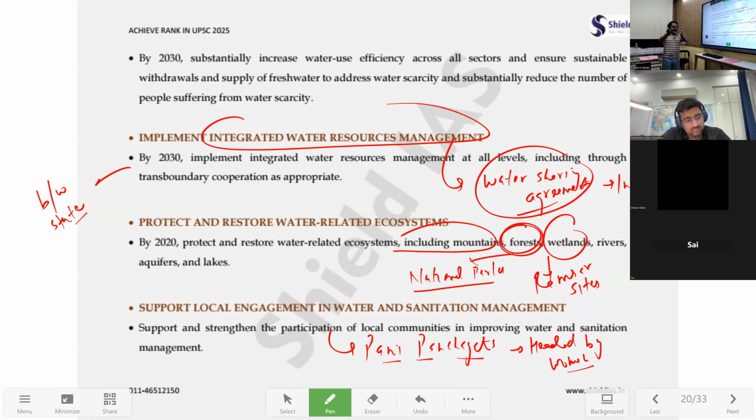We discussed Dr. Rajendra Singh, Tarun Bharat Sangh. So that means wherever the best practices are there, locally they should be promoted, either done by the people themselves or promoted by local-level community organizations.